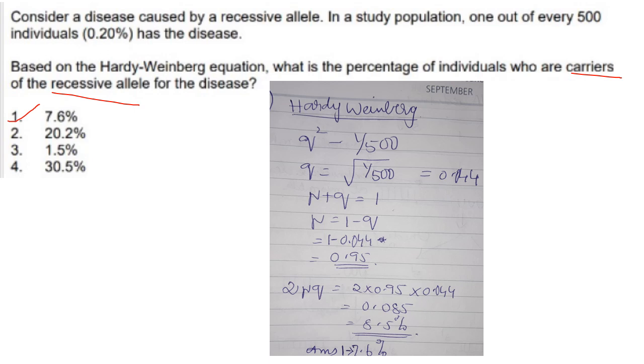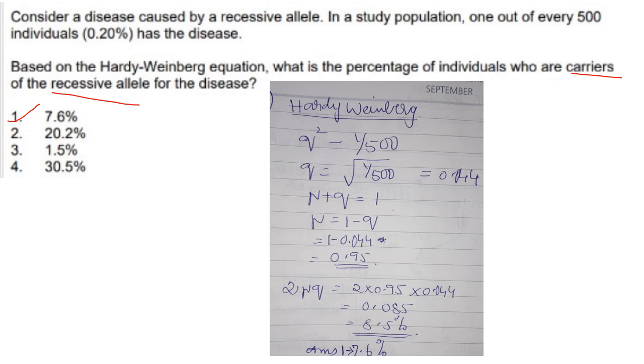Then next one. Consider a disease caused by a recessive allele. In a study population, 1 out of every 500 individuals has the disease. Based on the Hardy-Weinberg equation, what is the percentage of individuals who are carriers of the recessive allele of the disease? They have asked for carriers of the recessive allele. That is 2pq, which you have to find out.